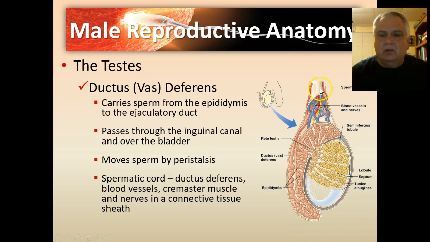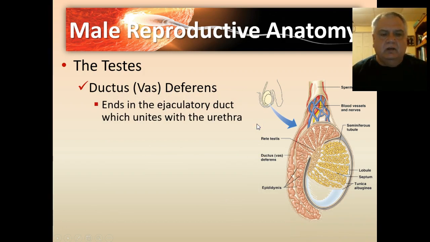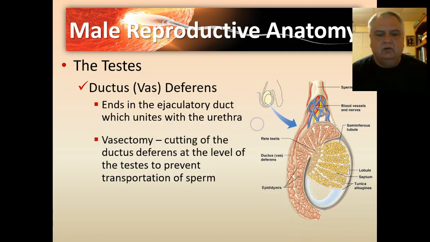So as we look at our diagram over here, here's the spermatic cord. We can see arteries and veins, and we can see nerves. And we can also see the ductus or vas deferens entering the spermatic cord. So that's where it's located. The ductus or vas deferens will end in the ejaculatory duct, which will then unite with the urethra to carry the sperm from the vas deferens onto the urethra during an ejaculation.